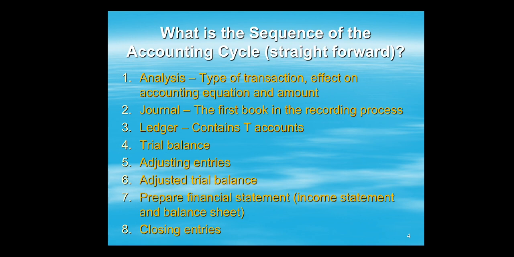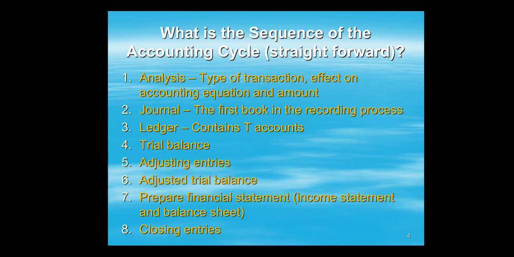In step 1, doing the analysis means you have to identify the type of the business transaction, and then you have to know the effect of the transaction on the accounting equation. It happens in your mind only. When a transaction happens, you analyze. Okay, and then you do step 2.